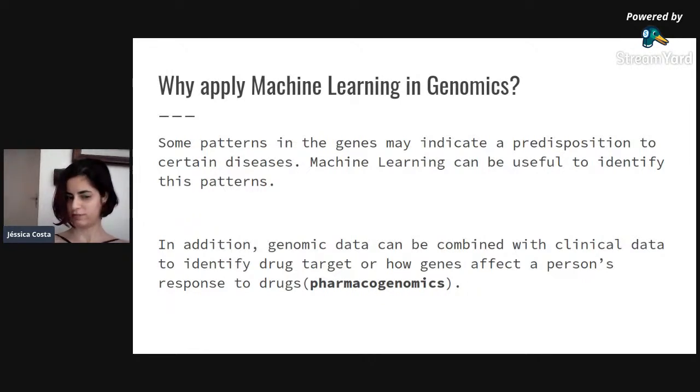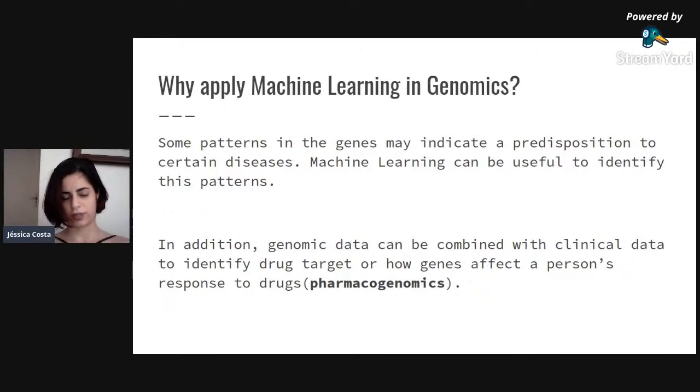In addition, my work is about this topic, specifically pharmacogenomics. Genomic data can be combined with clinical data. Clinical data is about patients: your symptoms or exams. So, to identify drug targets or how genes affect a person's response to drugs, it's pharmacogenomics.